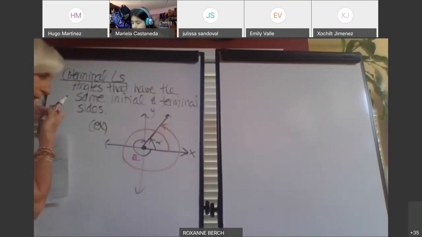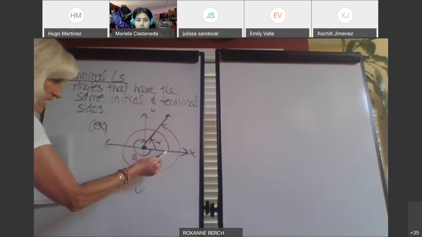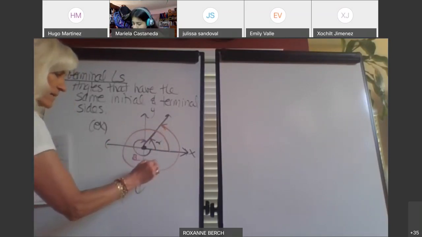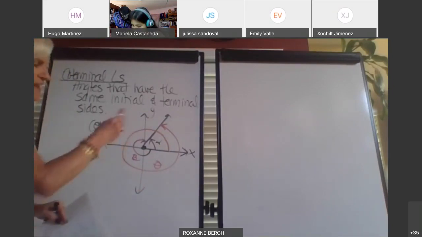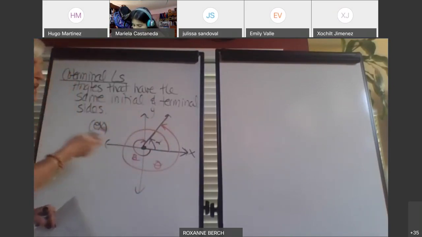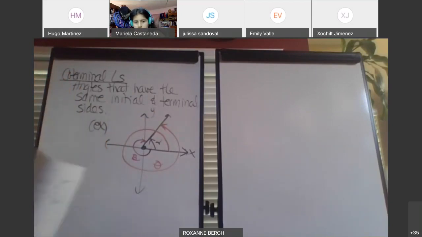See that? See how they all have the same initial and the same terminal side? And there's infinite. I could go around 20 times. And as long as they have the same initial and terminal sides, they're coterminal, whether they're positive, negative, whatever. If they have the same initial and terminal sides, they are coterminal angles.